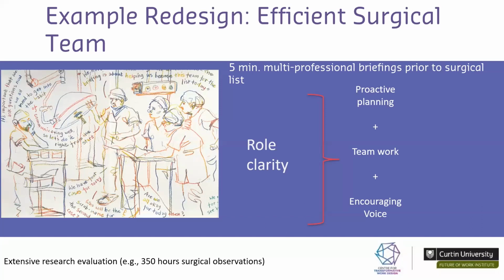And so one of the real issues was a lack of role clarity. So the nurses would turn up and they wouldn't know who was going to take on which role. And so they wouldn't know necessarily the order of the patients. So this was a very simple intervention. It was a 5-minute multi-professional briefing before the day, before the surgical list. And it would involve the anaesthetists, the surgeons, the technicians, and the nurses. And they would literally just spend 5 minutes.